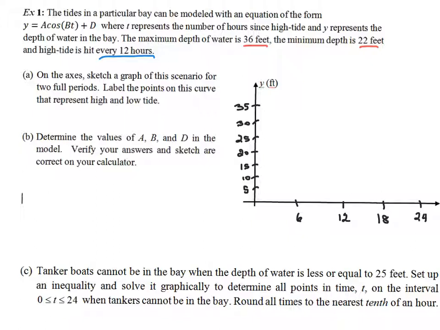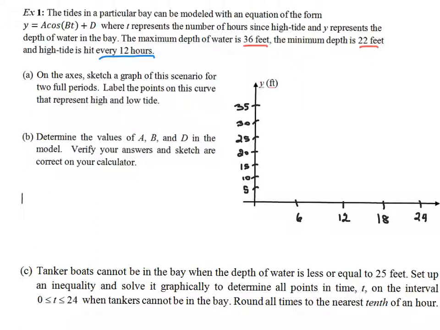So it's going to help us to start with a sketch. In part A it says on the axes, sketch a graph of this scenario for 2 full periods. So first of all, notice that I've labeled my x-axis by 6s, all the way up to 24 because I want to make it through 2 full periods, and each period is 12 hours. Then it says let's label the points on this curve that represent high tide and low tide.